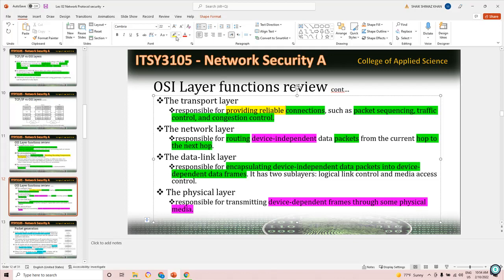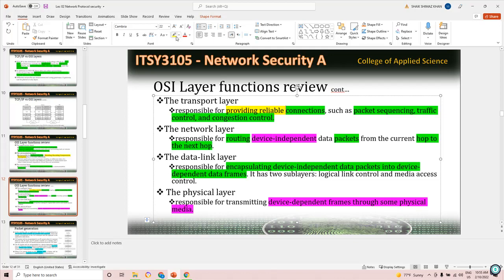They route the packets across different networks, and of course it is device independent. It does not depend on any device. It can go through any device. Some routers are Cisco, some routers are Juniper, some routers are Huawei. No problem. So the network layer is responsible for routing the packets, that is, sending the packets from one network to another network in a device-independent manner, without depending on the device.